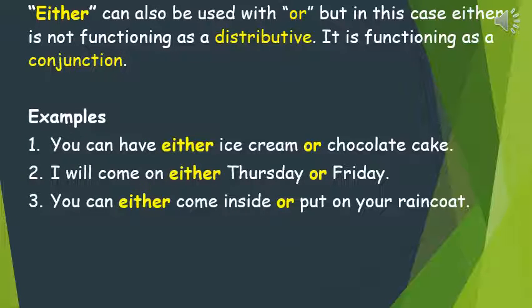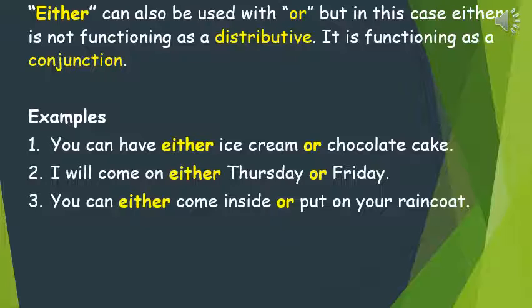Either can also be used with or, but in this case either is not functioning as a distributive. In this case, when we use it with or, it is not considered a distributive word. It is functioning as a conjunction.